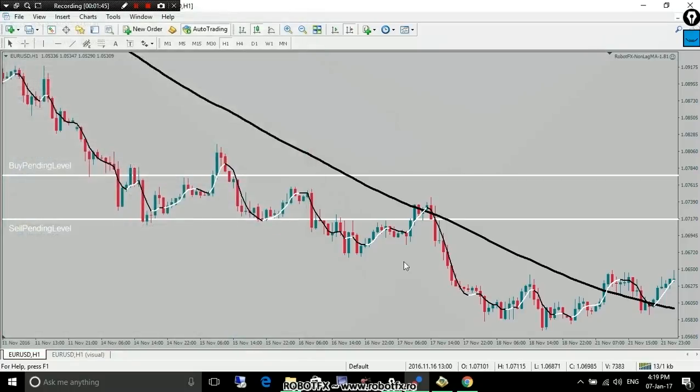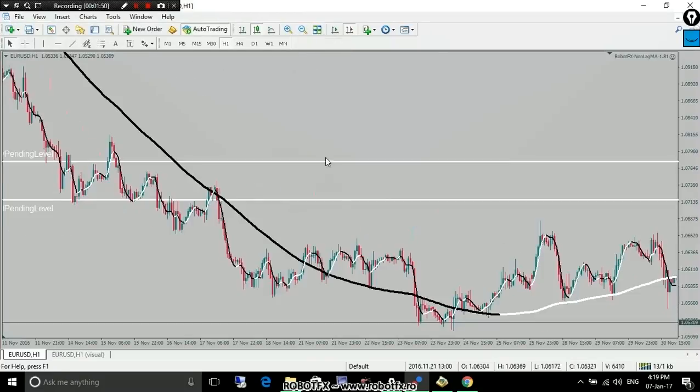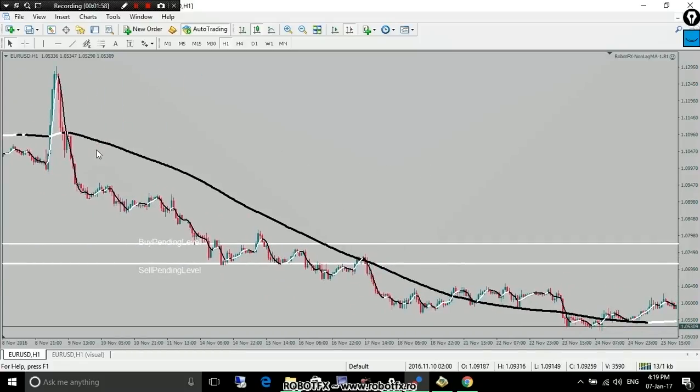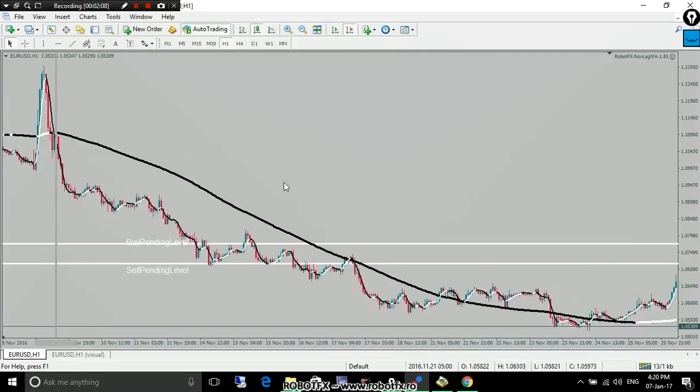Basically, first things first, I remind you that the non-lag moving average EA is an expert advisor that can detect the trend using the non-lag moving average indicator. In this example, it is allowed to trade, to sell. It will consider the trend as a short trend because the price is below the non-lag moving average, and the non-lag moving average is also black color. So it will be allowed to trade from here until here with these settings.